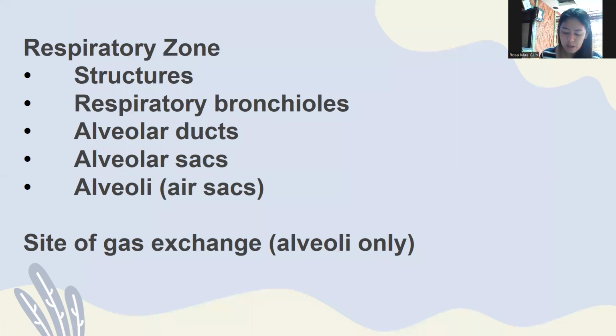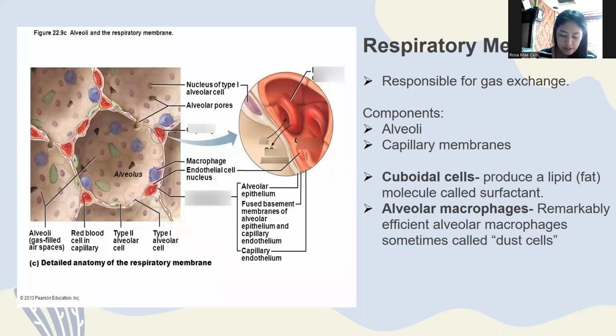This is responsible for the respiratory zone, which includes, like I said earlier, the respiratory bronchioles, the alveolar ducts, the alveolar sacs, and the alveoli, which is the only site of gas exchange. The respiratory membrane is responsible for the gas exchange. It has two components: the alveolar membrane and the capillary membrane. Together, the alveolar and capillary walls, with their fused basement membranes and occasional elastic fibers, construct the respiratory membrane, which has gas flowing past on one side and blood flowing past on the other.